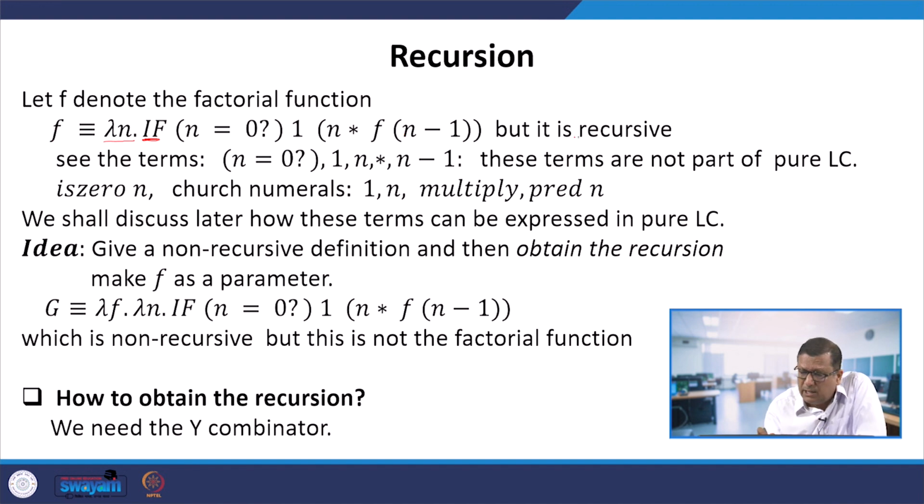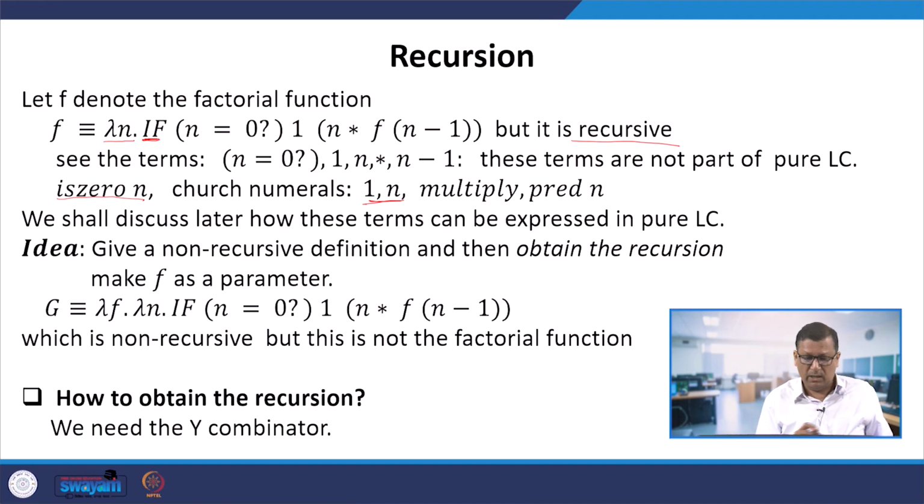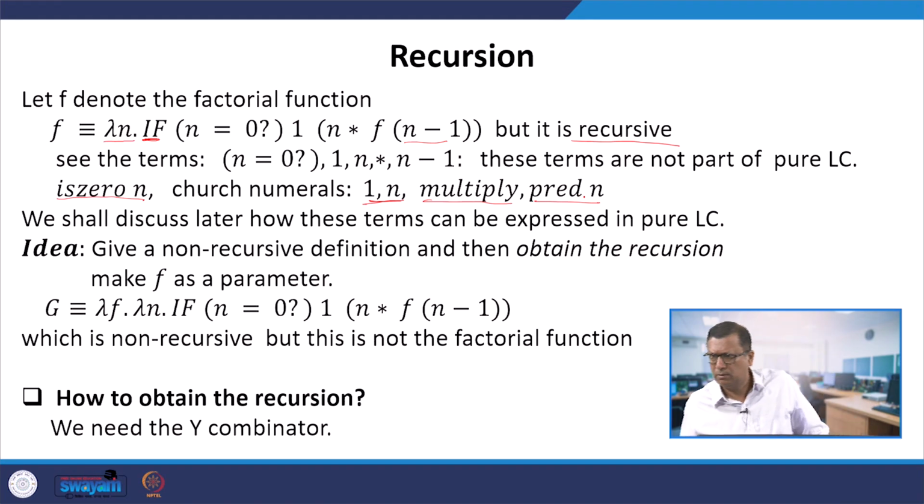Now this term is recursive. Recursion is not part of our calculus, so we have to do something else. We assume that these terms, is 0 and 0, 1, are part of Church numerals. That means we can design lambda encodings for each of them. Church numerals 0, 1, and n we can do. Also we can do multiply. Soon we are going to see how multiply can be encoded in lambda calculus. And also n minus 1 can be defined by a predecessor function. That also we are going to discuss soon.